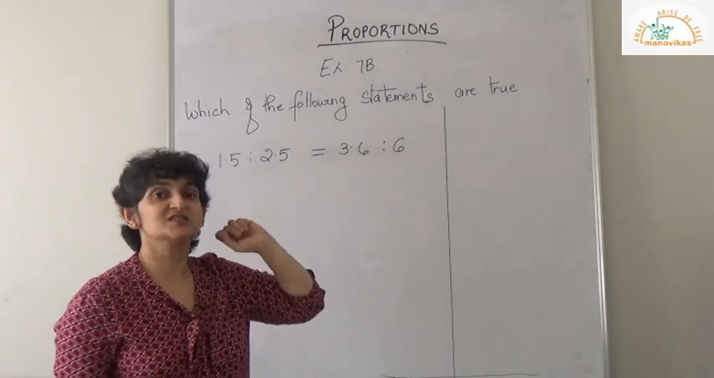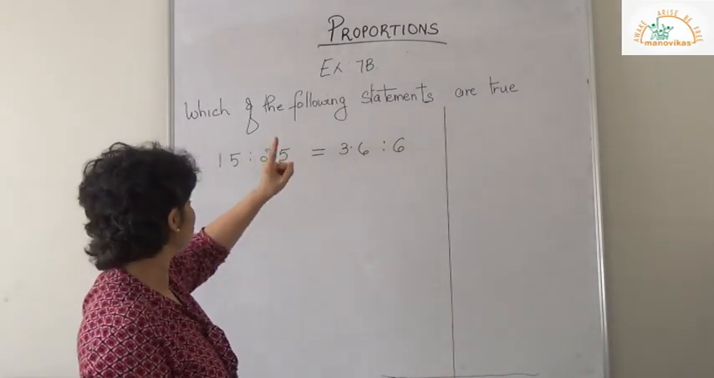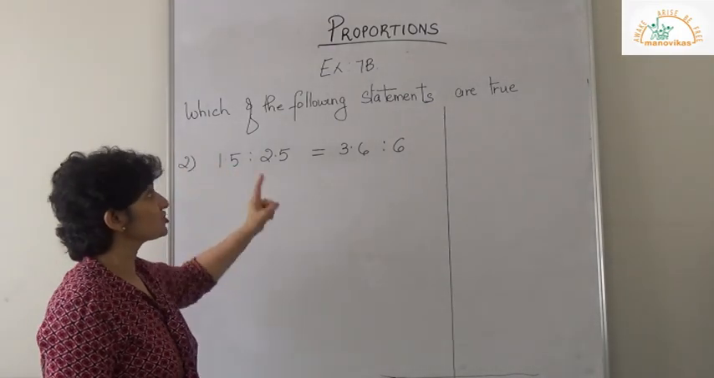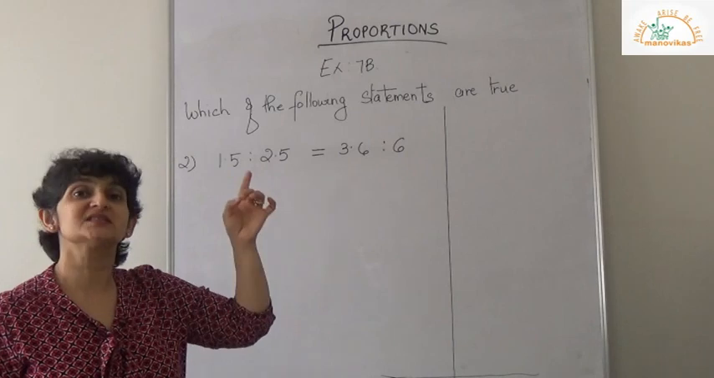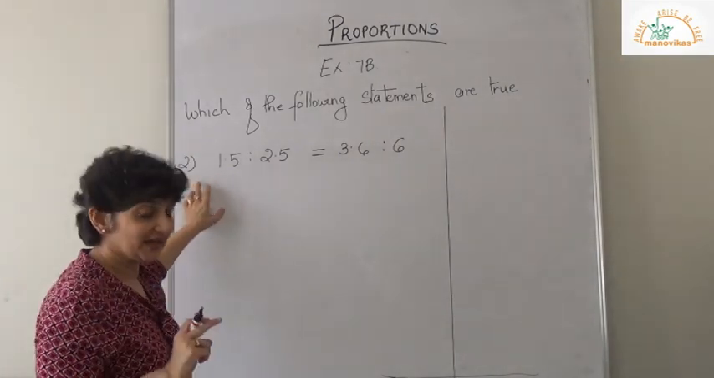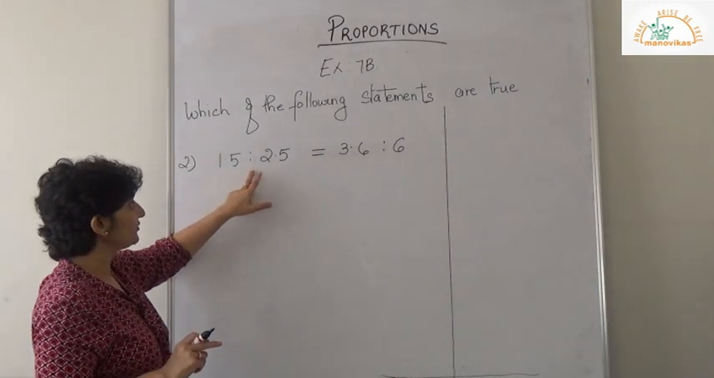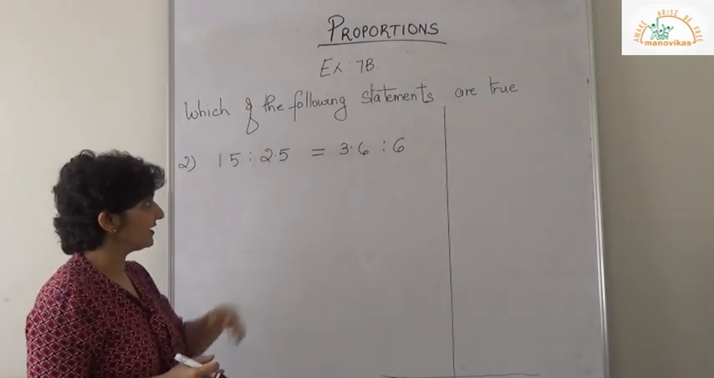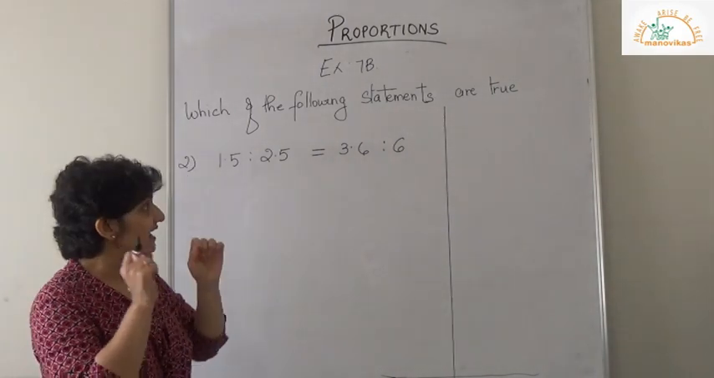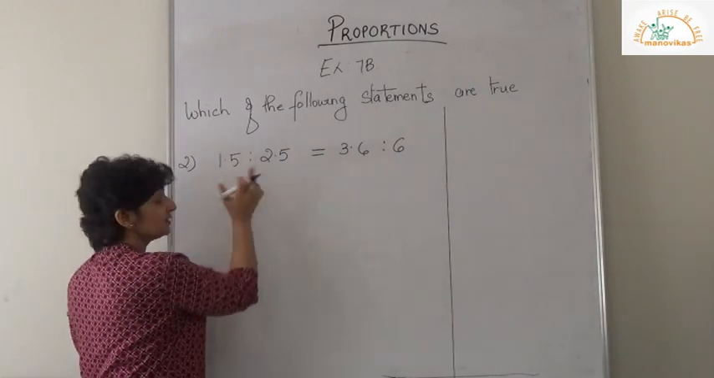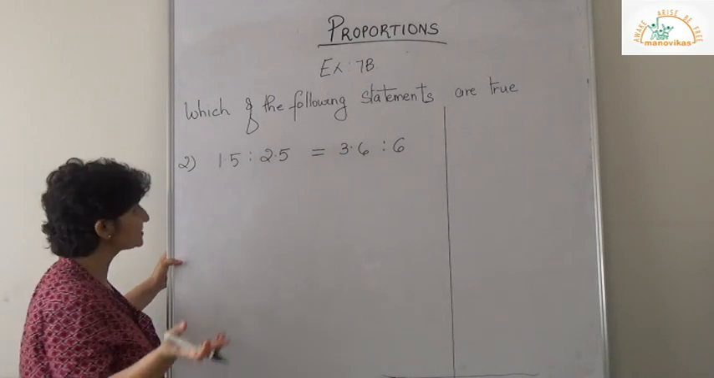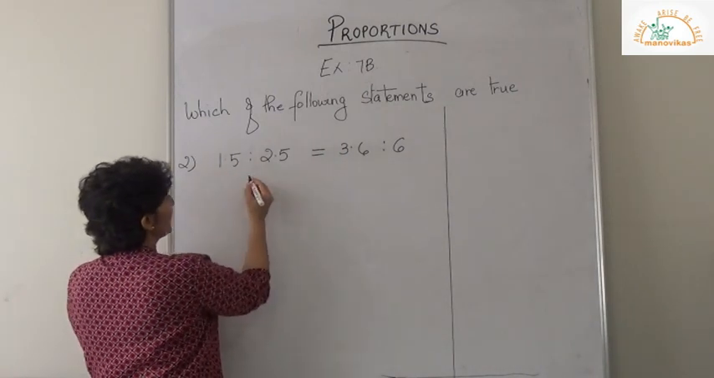Alright, now children, let's move on to exercise 7b. Let's do question 1. Now please read it. Which of the following statements are true? Now I am doing from your question 1, the second sum. 1.5 is to 2.5. You need to see if it is equal to 3.6 is to 6. Now there are two ways of doing it. You can do using your means and extremes, or let's do it this way.